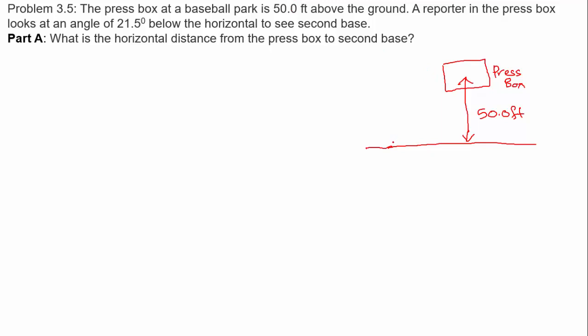And then you are told that a reporter in the press box, so this is the reporter somewhere here, looks at an angle of 21.5 degrees below the horizontal to see the second base. So let's say, for example, this is the horizontal with respect to this person. He's looking at an angle of 21.5 degrees below the horizontal. So this is the 21.5 degrees angle below the horizontal.